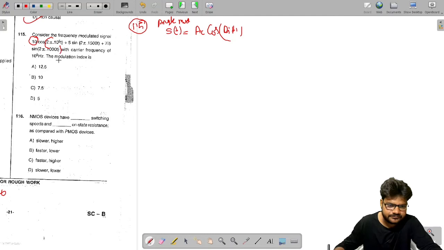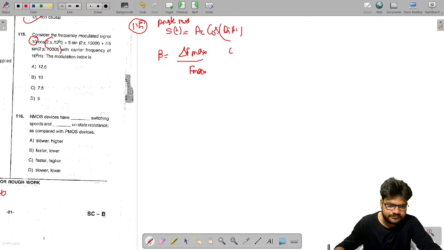So what you are asked, the carrier frequency of this is 10 to the power 5 Hz, then the modulation index we have to find out. So in case of FM, frequency modulated signal we are given. In case of FM, we know modulation index is delta f maximum, that is maximum frequency deviation, divided by maximum frequency component in the signal. So divided by f maximum.